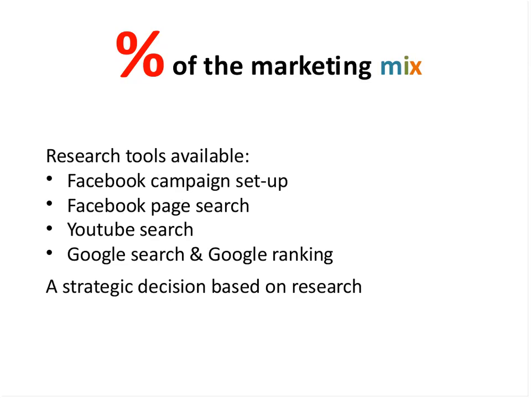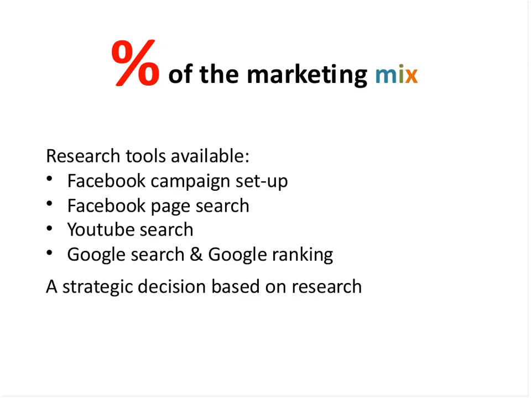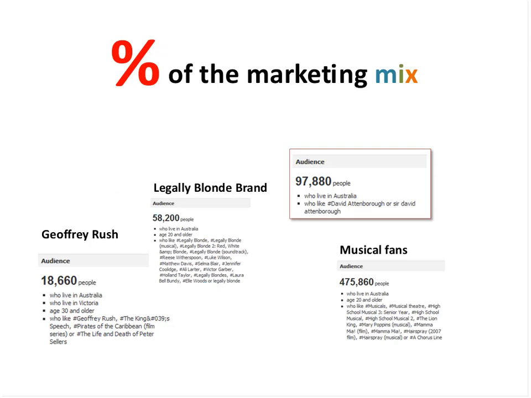So, some of the research tools available. Facebook campaign setup I find is a useful starting point for some campaigns, and I'll explain and give some real examples of that. Facebook page search can be useful in understanding what social markets there are that you might be able to target. I use YouTube search, Google search, and Google rankings. These are all tools that will really help me to make that decision.